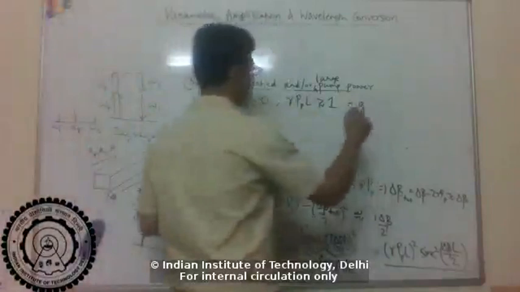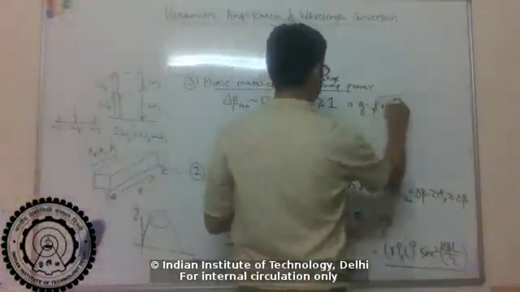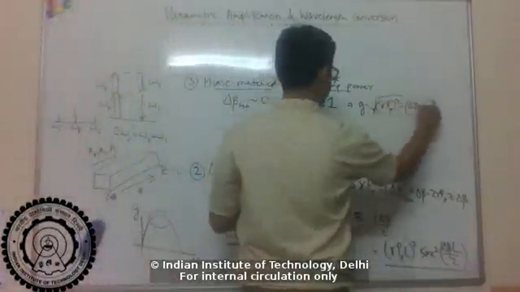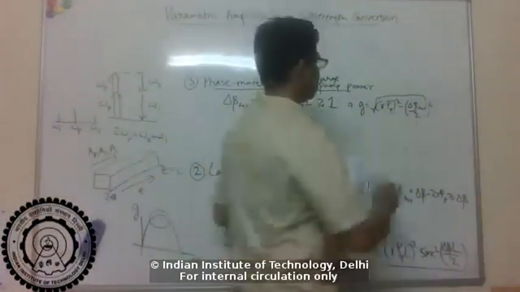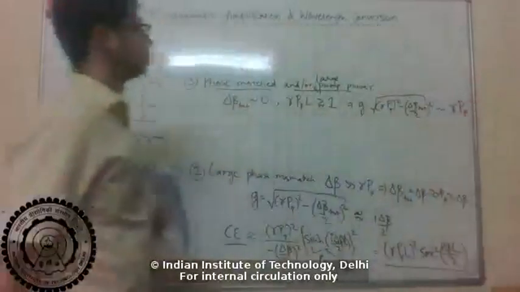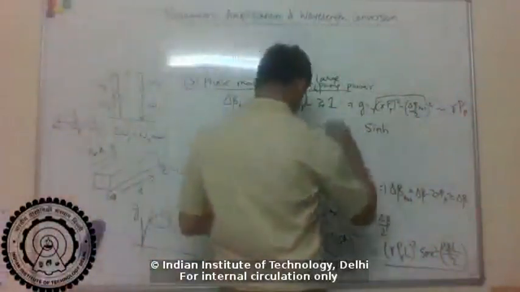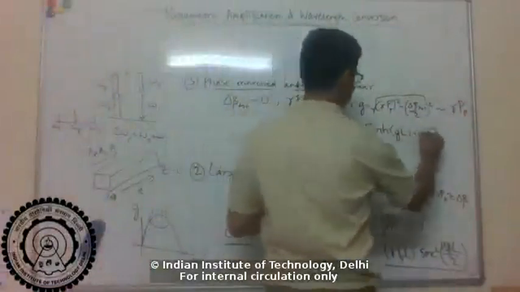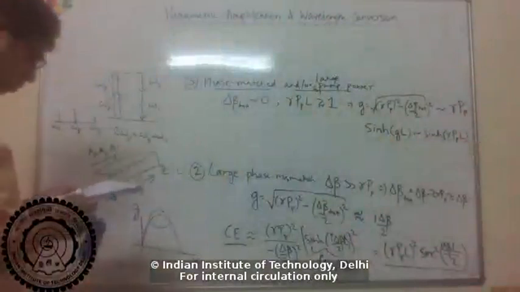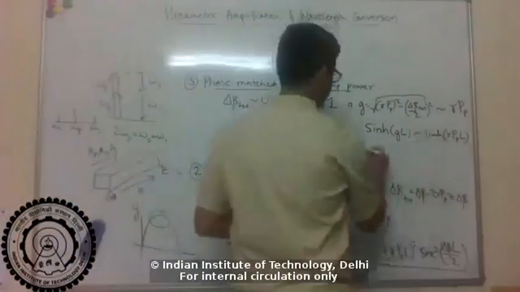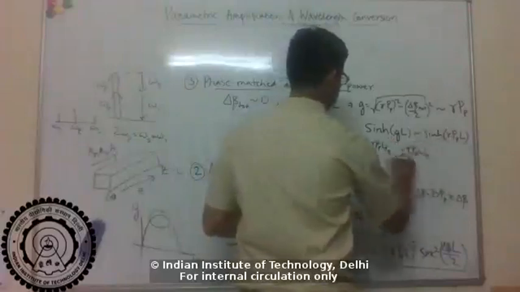you can see G is square root of gamma P squared minus delta beta total squared. And so if you have phase matching, this delta beta total is close to 0, so this G is just gamma P. So that means this hyperbolic function, sine hyperbolic of GL, is just sine hyperbolic of gamma PL. And if I write it down in terms of the exponential function, it is e to the gamma PL by 2 minus e to the minus gamma PL by 2, over 2.